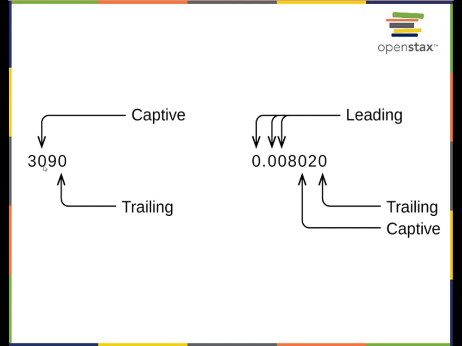This 0 here is in between two numbers. Sometimes we call that a captive 0, a sandwich 0, or an interior 0. It's a 0 that is sandwiched in between two numbers that are not 0. This kind of 0 is always significant. When they're in between two numbers that are also significant, then they themselves must be significant too.